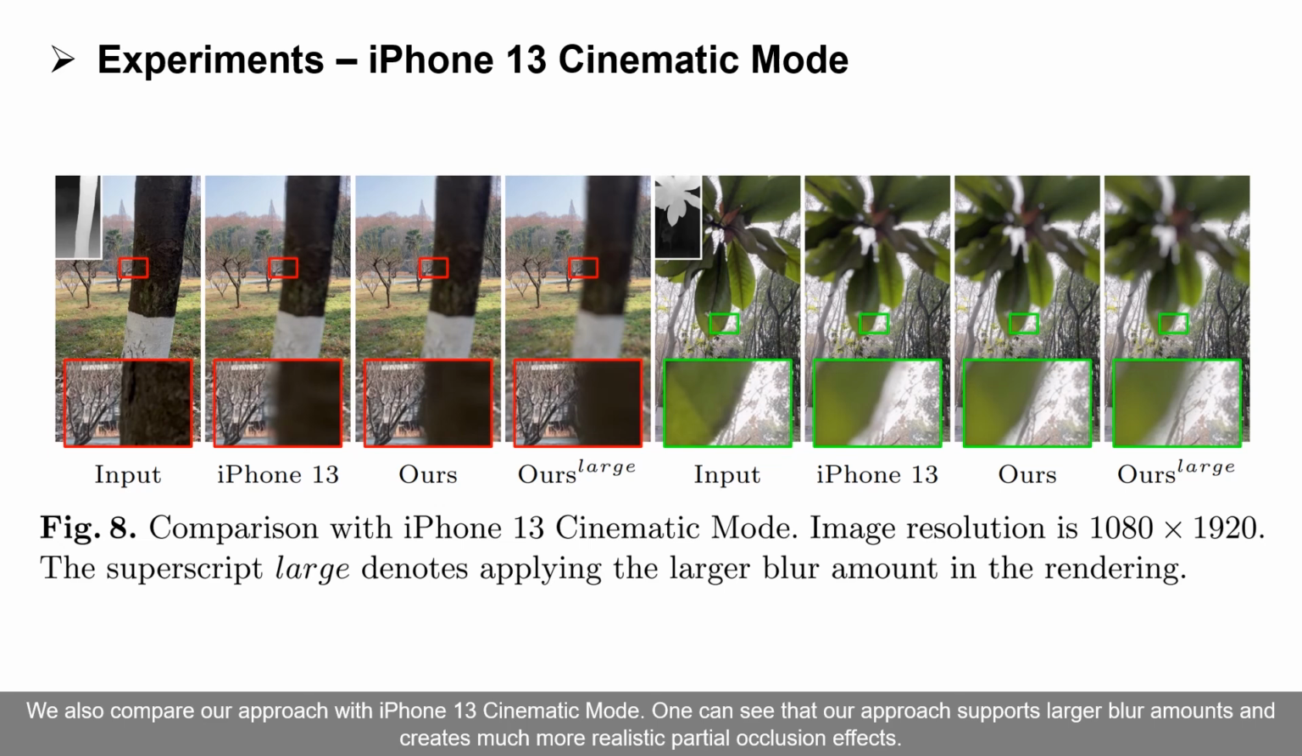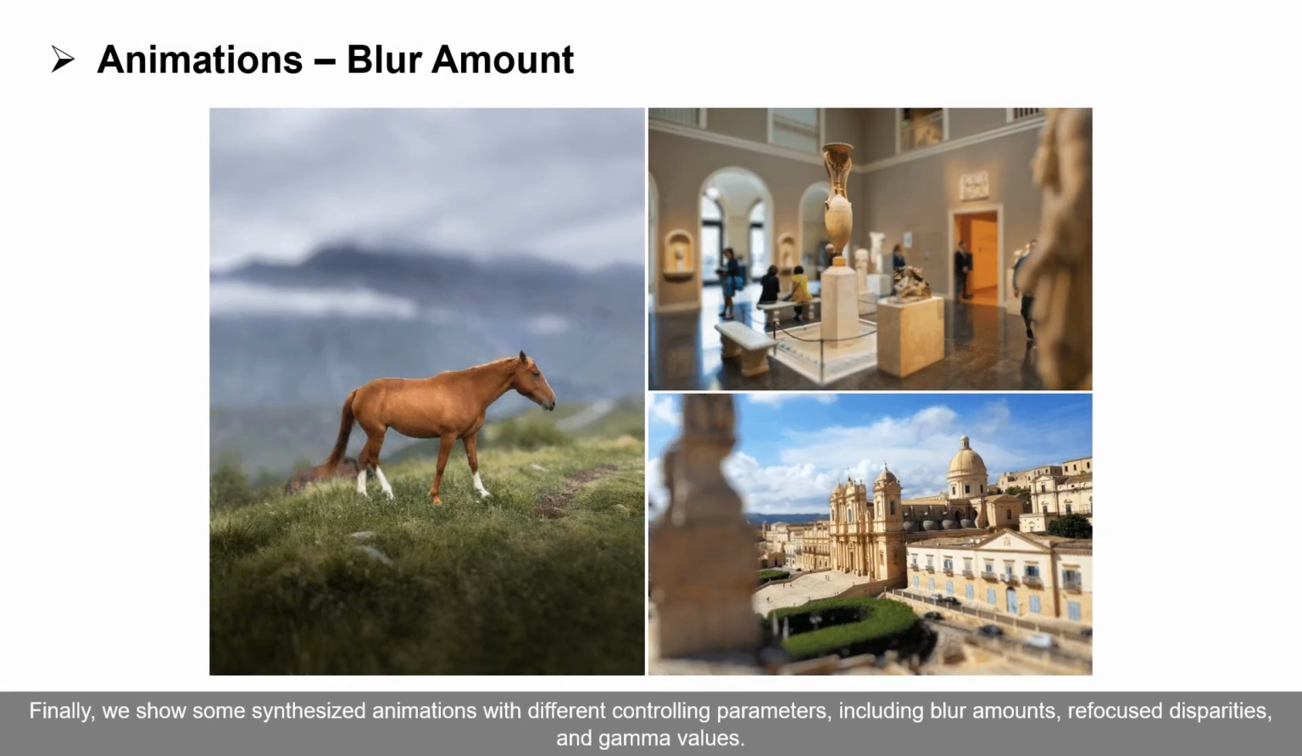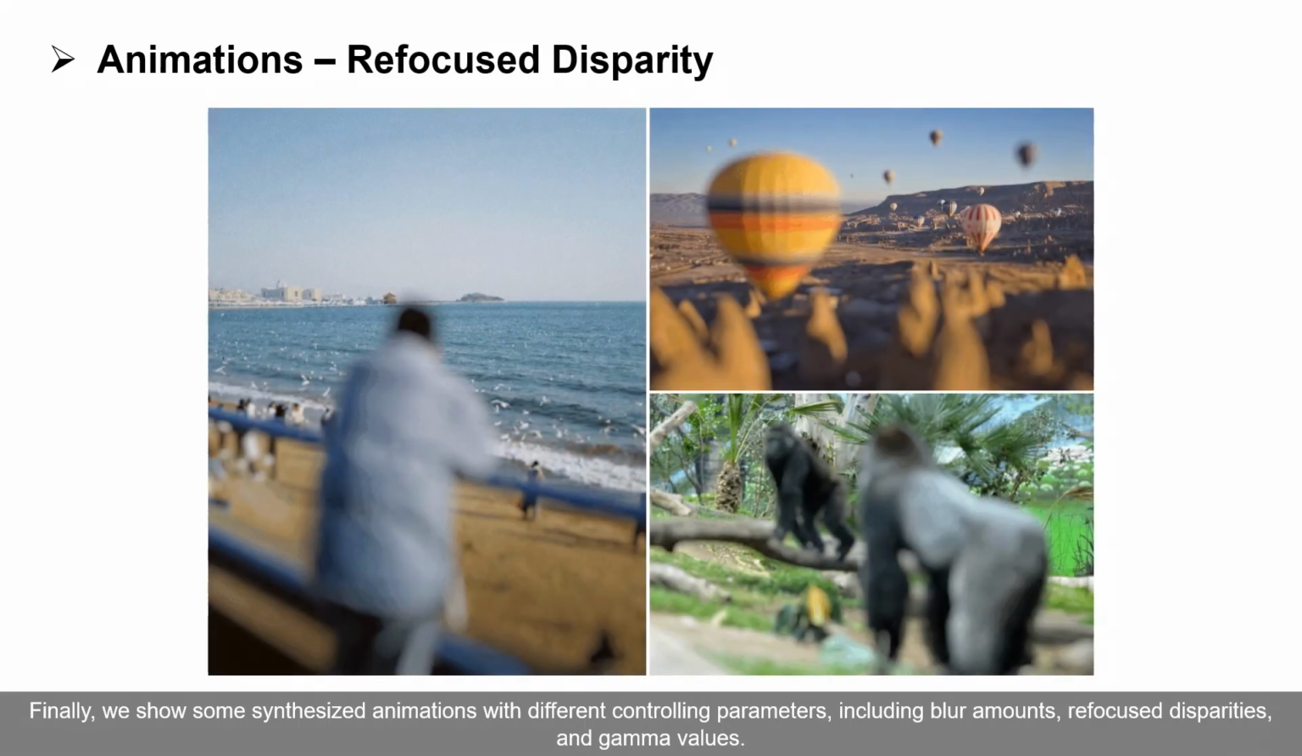We also compare our approach with iPhone 13 cinematic mode. One can see that our approach supports larger blur amounts and creates much more realistic partial occlusion effects. Finally, we show some synthesized animations with different controlling parameters, including blur amounts, refocus disparities, and gamma values.